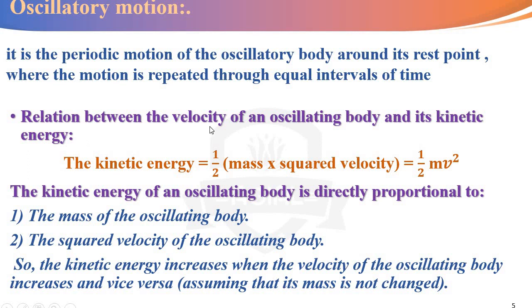The relation between the velocity of an oscillating body and its kinetic energy: the kinetic energy equals half mass times velocity squared. This means that the kinetic energy of the oscillating body is directly proportional to the mass of the oscillating body and the squared velocity of the oscillating body. So the kinetic energy increases when the velocity of the oscillating body increases and vice versa.